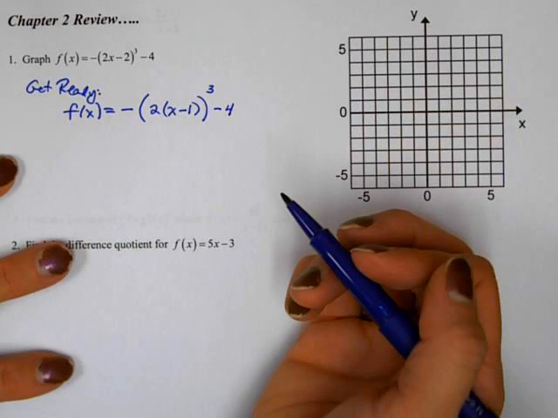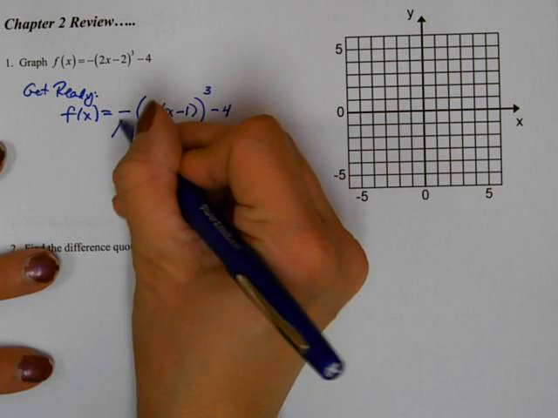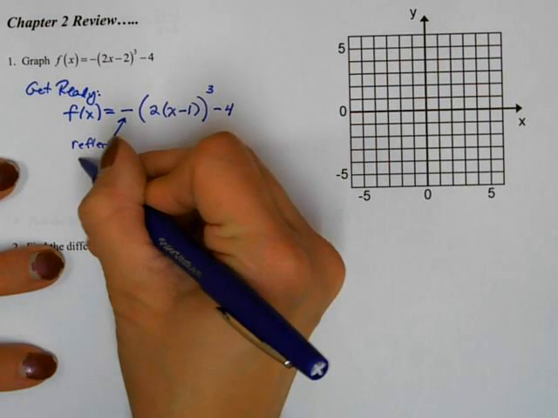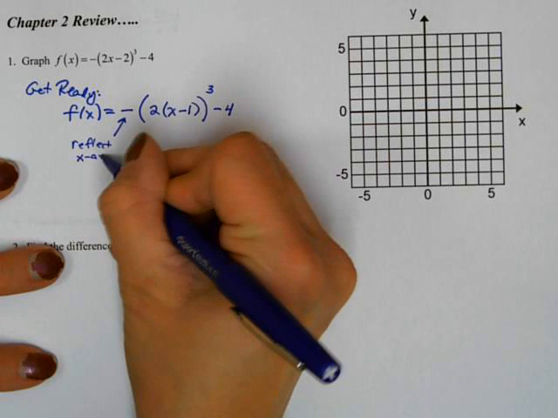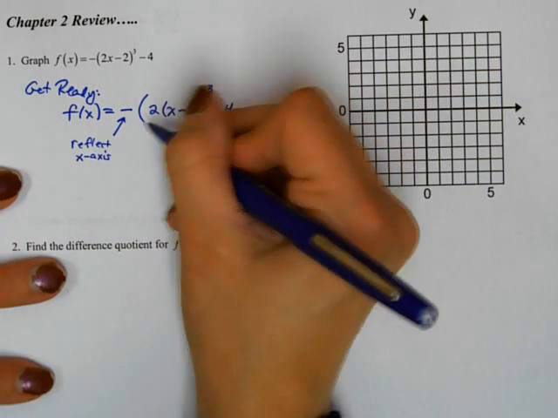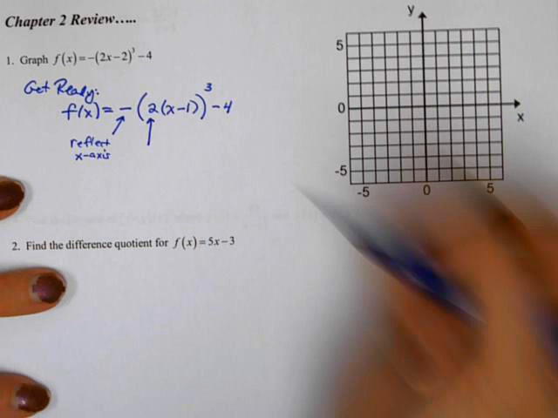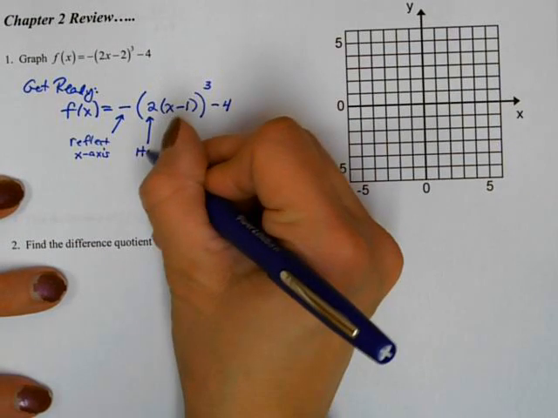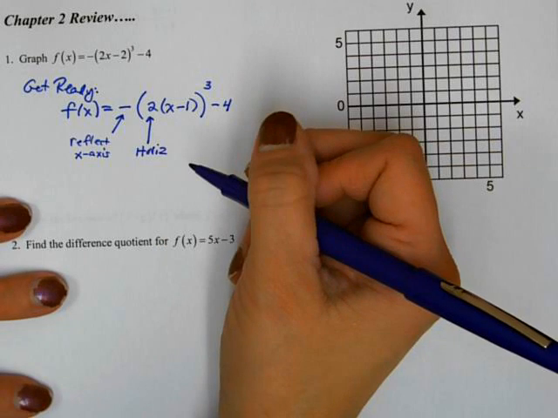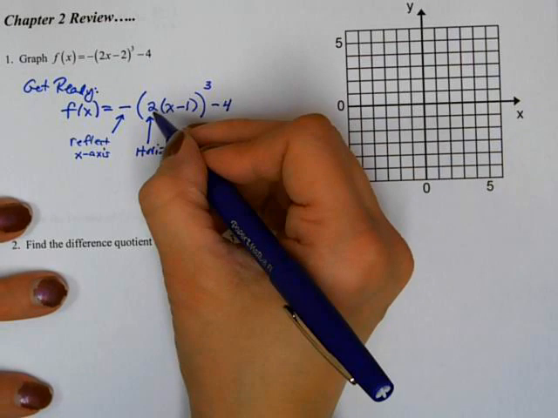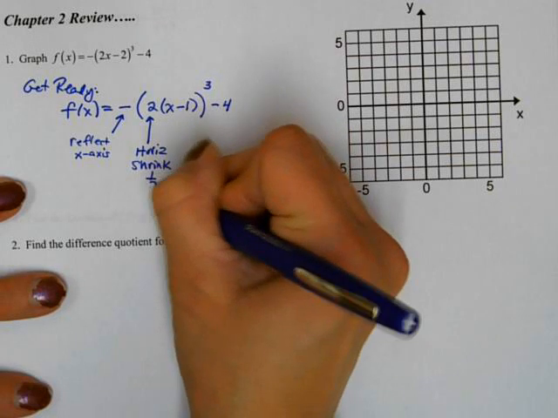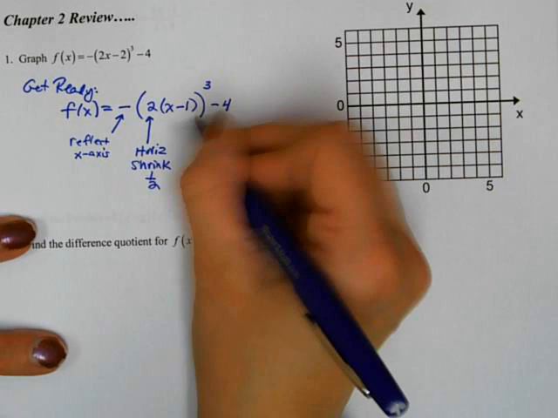Now let's state our transformations. This negative right here means you're going to reflect over the x-axis. Out in front is x-axis. This number inside here is a horizontal. Is that stretch or shrink? It's weird. It says 2, but it means shrink, and you're going to shrink in half. Weirdo. Everything inside is weird.